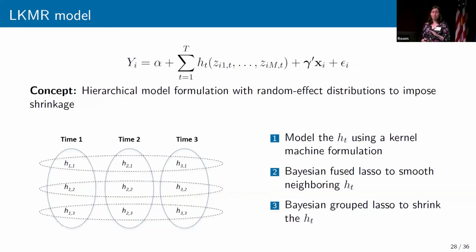So this equation is very similar to the original BKMR equation, except we have a HT function for each time point. So we just have a separate effect of the mixture at each time point. And the hierarchical model formulation of LKMR with random effect distributions imposes shrinkage because we end up with even more parameters once we have mixture effects over time. And so it's shrinking across neighboring time points, and then it's shrinking within time points because certain time points may not be relevant if they're not part of the critical window.